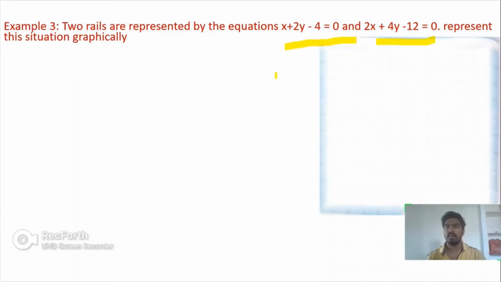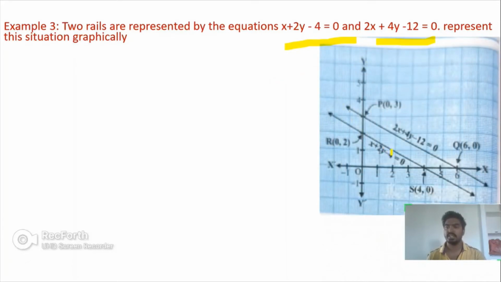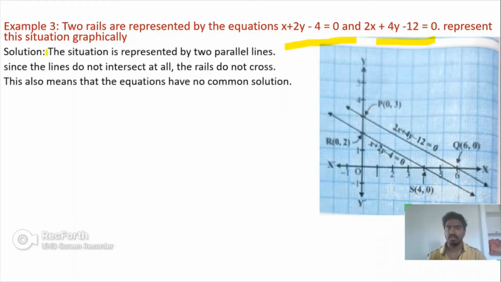Okay. After plotting the graph for these two equations, we can clearly see that these two line equations never intersect with one another. That is, they are said to be parallel lines. They are not coincident with each other and they are not intersecting at any point. This resembles that these two line equations are parallel lines. So the solution is represented by two parallel lines. Since the lines do not intersect at all, the rails do not cross each other. So this means the equations have no common solution.